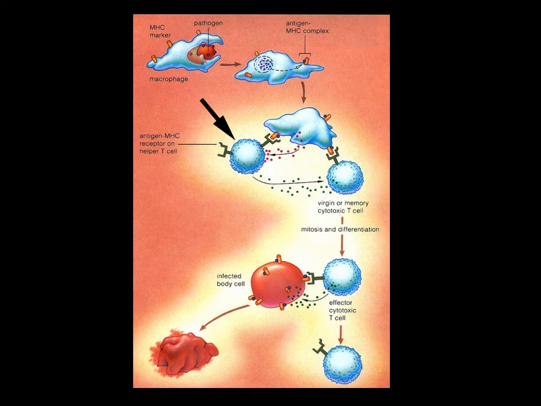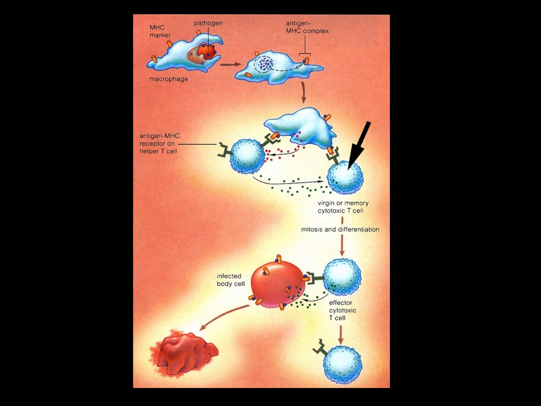The helper T cell then produces little molecules that actually attach to, over here, virgin, that means brand new, or memory cytotoxic T cells. Virgin or memory killer T cells. And that tells them which particular invader they're supposed to go after.